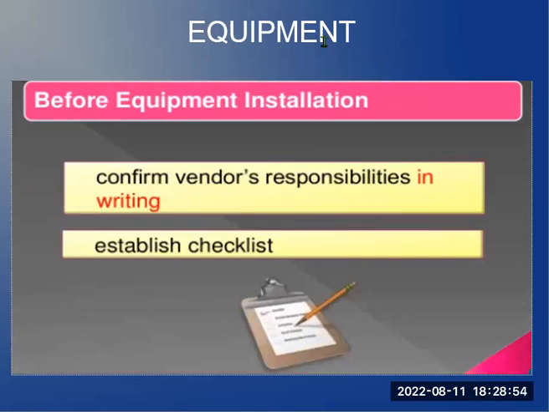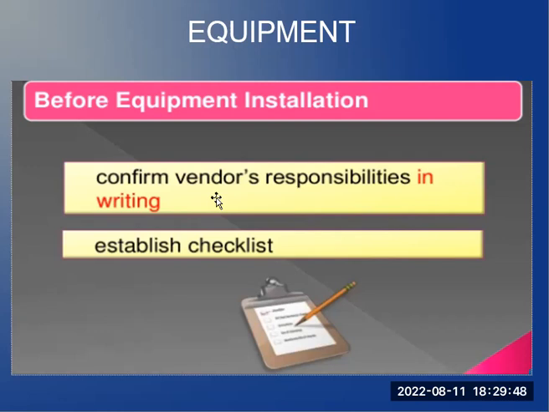Then next, before equipment installation, there should be a confirmation of the vendor's responsibilities in writing. The vendor's responsibilities include maintenance, calibration, and if there is a breakdown of that machine, you need to have an agreement that their engineers are readily available 24 hours, 24/7, because labs operate 24/7 if the lab is in the hospital.